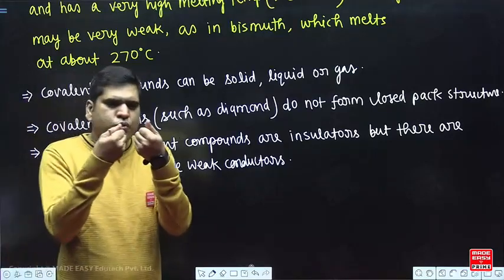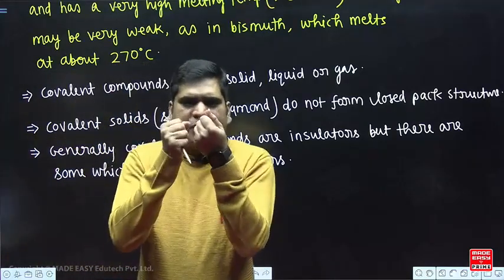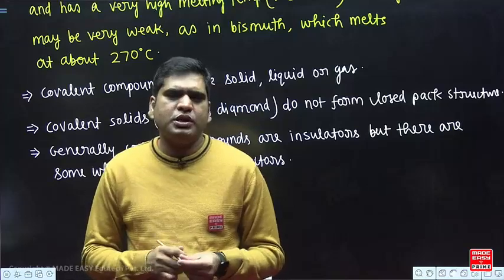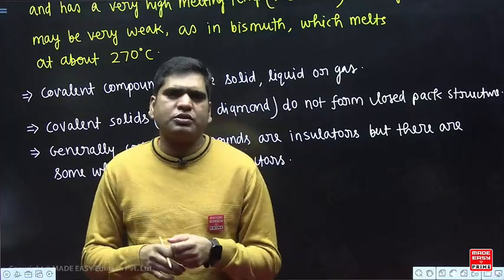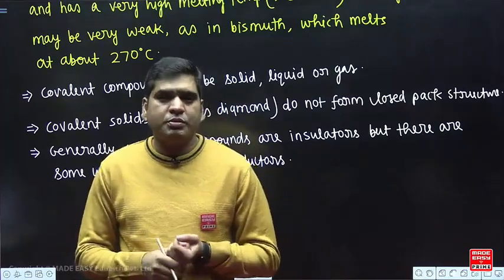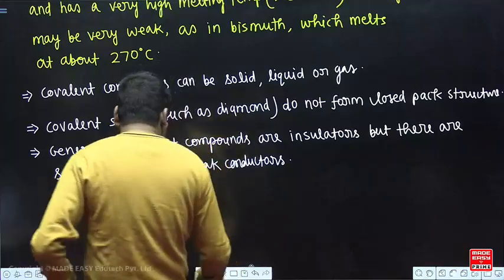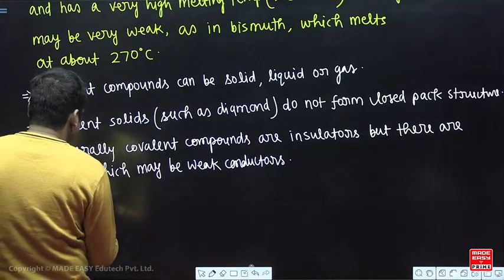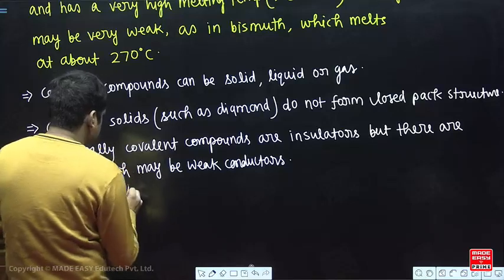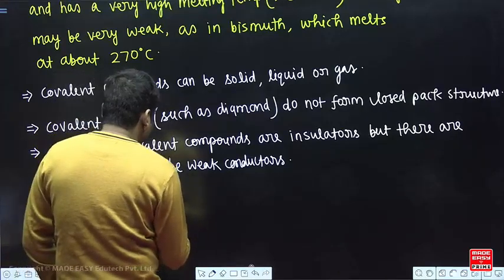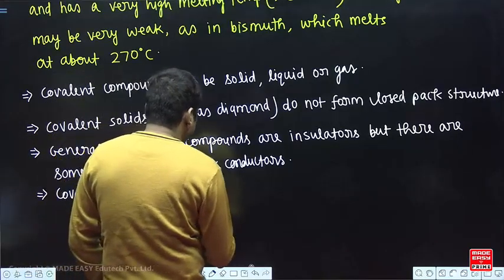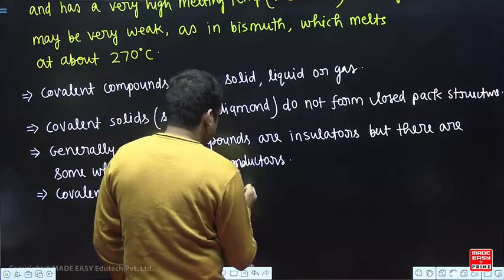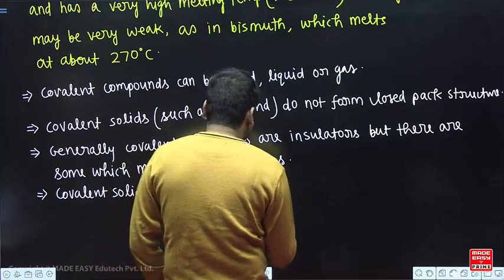Again, two atoms are holding each other, so displacing atoms is not possible. If dislocation of atoms is not possible, then the material will be brittle. So covalent solids are brittle materials. Covalent solids are also brittle materials.